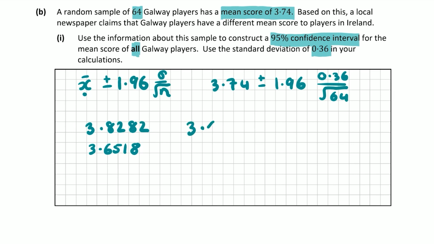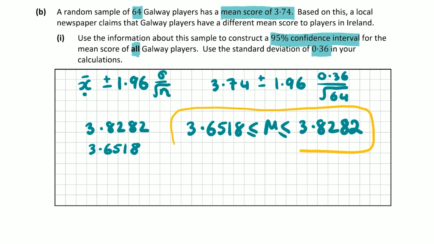So using these numbers, we can say that we can be 95% sure that the mean lies between the interval 3.6518 and 3.8282. So we can be 95% certain that the mean for the players from Galway lies between these two values. Okay, so this is our confidence interval. So that's the answer for this question. And for getting this confidence interval correct, you're going to get a total of 10 marks.